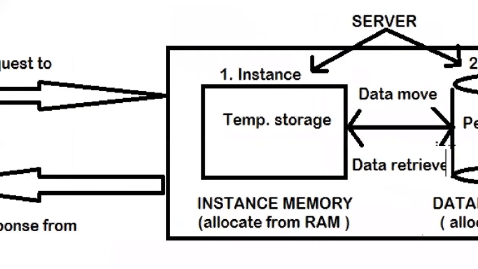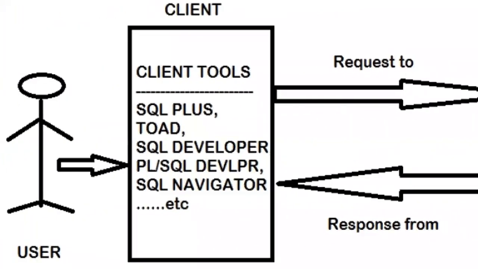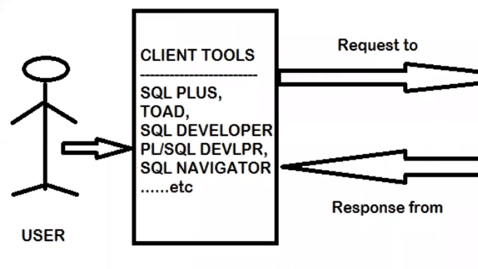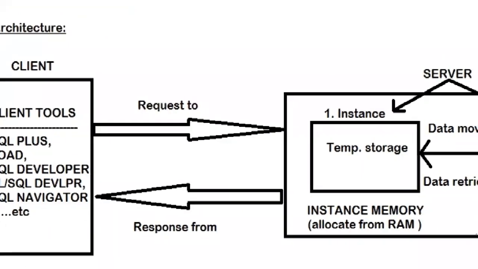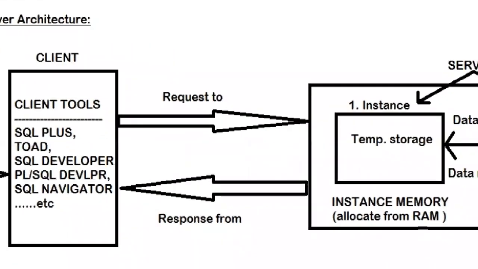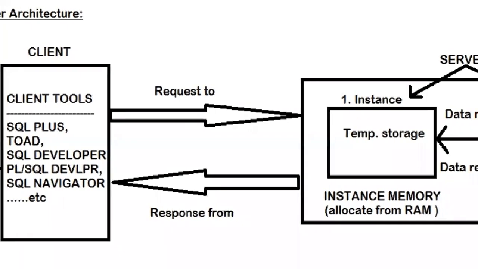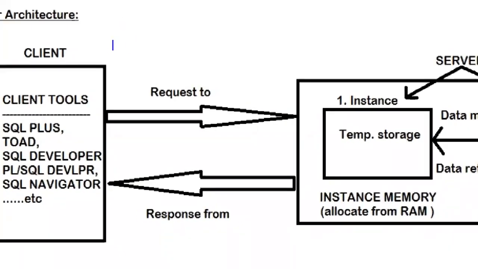Understand? So with the client tool, the user will perform three operations. What is the first operation he will perform? The first one is the connectivity process. This is your step number 1. Step number 1, what did I say? Connect. First, connect to my Oracle server.